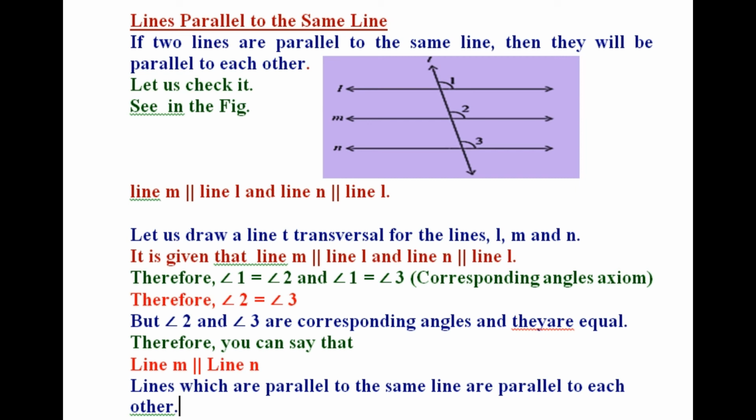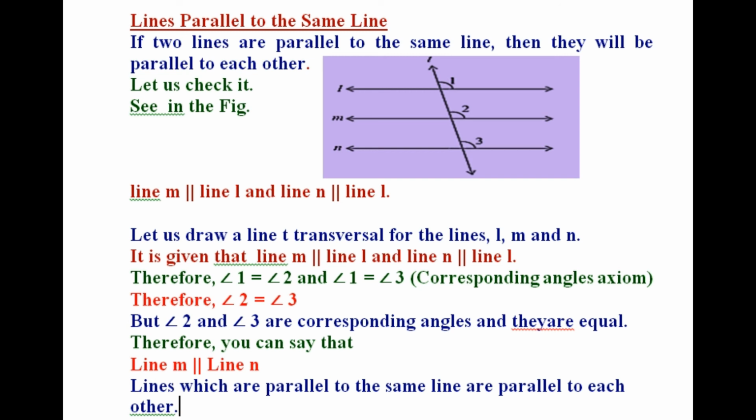Therefore, we can find angle 1 equal to angle 2, angle 1 equal to angle 3, by the corresponding angles axiom. Therefore, angle 2 equal to angle 3. Why? You see, angle 1 equal to angle 2 and angle 1 equal to angle 3, both left hand sides are equal, so the right hand sides also are equal. That is angle 2 equal to angle 3. But angle 2 and angle 3 are corresponding angles and they are equal. Therefore, you can say that line M is parallel to line N.